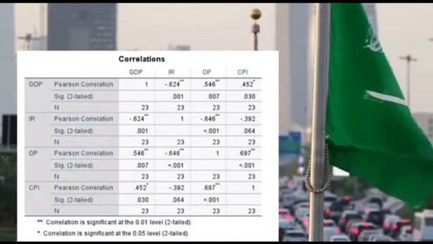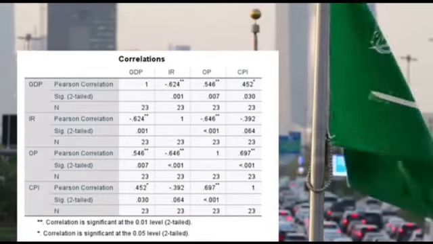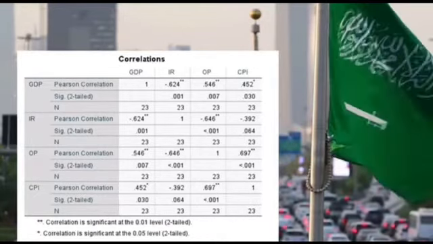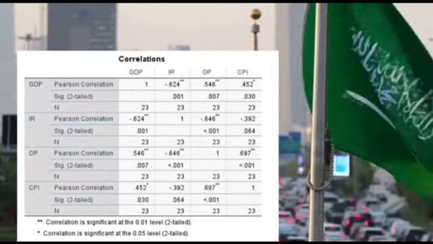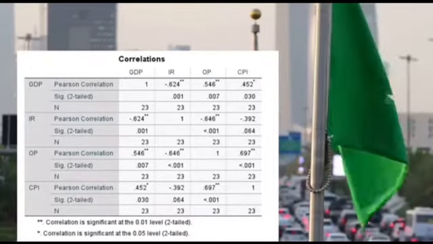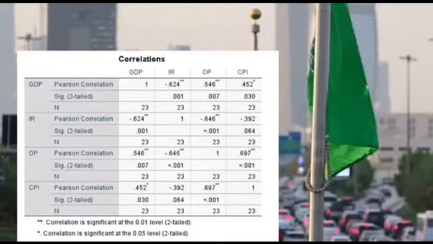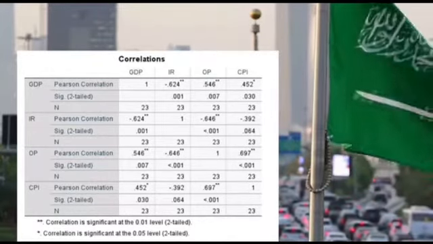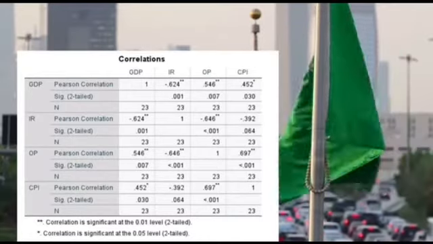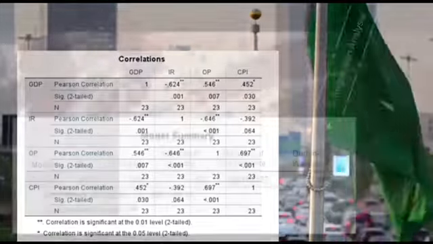Firstly, gross domestic product has a high negative relationship with interest rate and a weak positive relationship with consumer price index, CPI. Interest rate has a high negative relationship with oil price and a weak negative relationship with consumer price index. And lastly, there are two high positive relationships: firstly, between gross domestic product, GDP, and oil price, and secondly, between oil price and consumer price index, CPI.